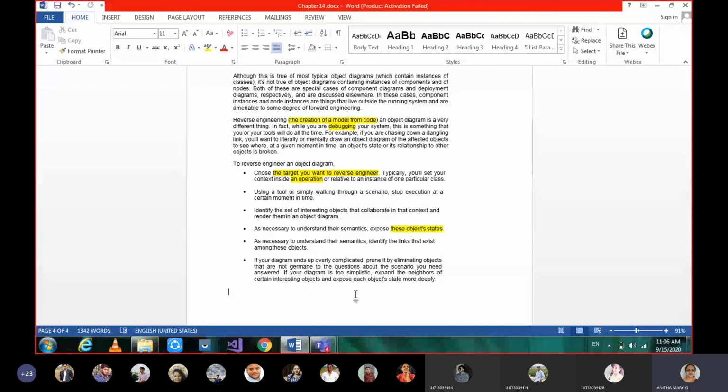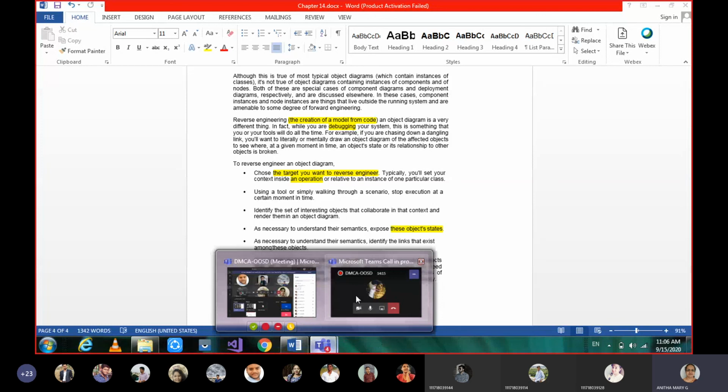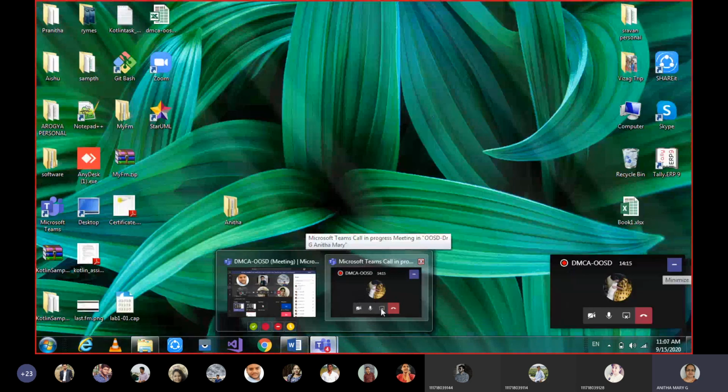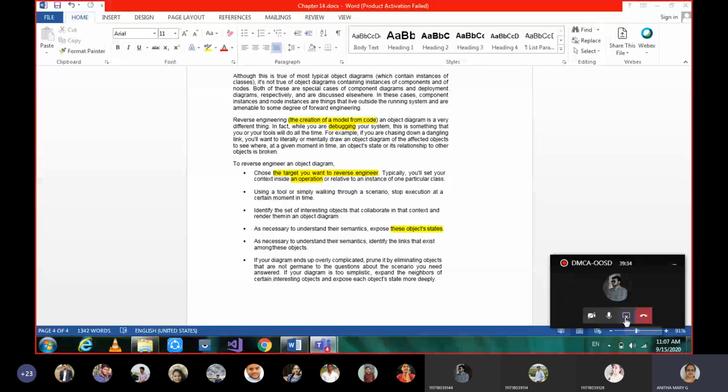You can use this in the process of either forward engineering or reverse engineering. So these are the topics I wanted to cover in today's class, and that is about object diagrams.